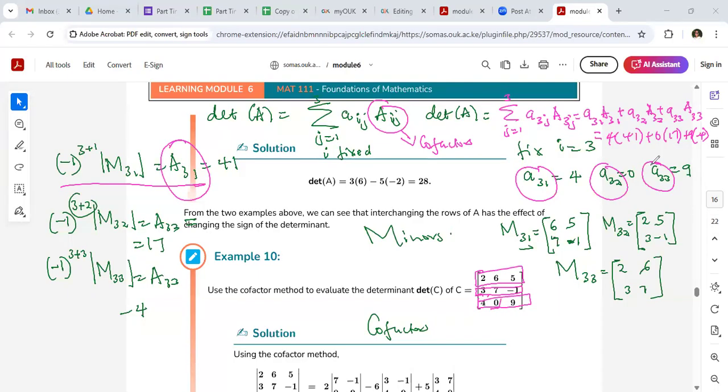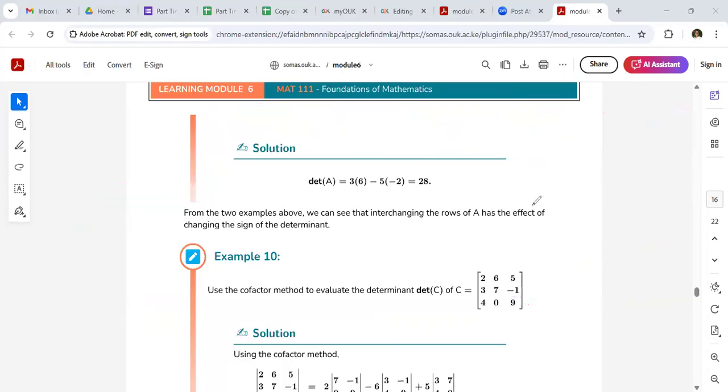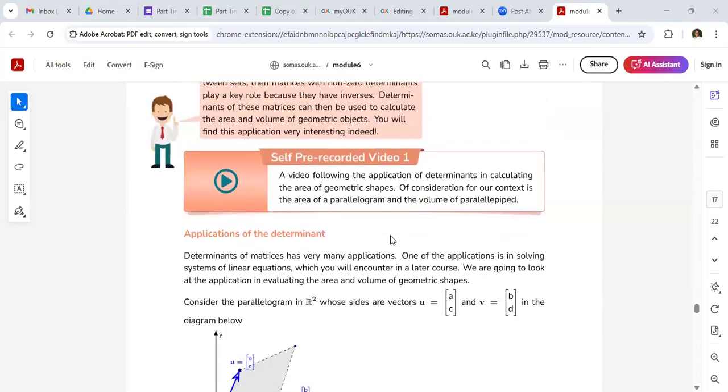Is it clear now? Clarified? Yes. Okay. Now I want to leave you to practice. I don't want to find the determinant of another matrix. You can always use Maxima or even your calculators to verify whether your answers are correct.